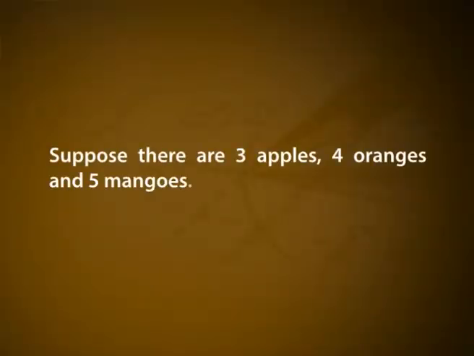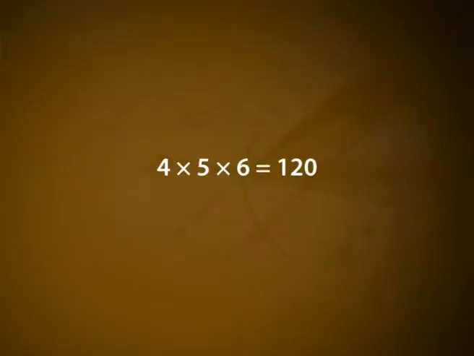Example, suppose there are 3 apples, 4 oranges and 5 mangoes. Then the number of ways of selection of fruits will be 4 into 5 into 6 equals 120. Here, apples can be selected in 4 ways as no apples or 1 apple or 2 apples or 3 apples. Similar arguments are made for the other fruits also.